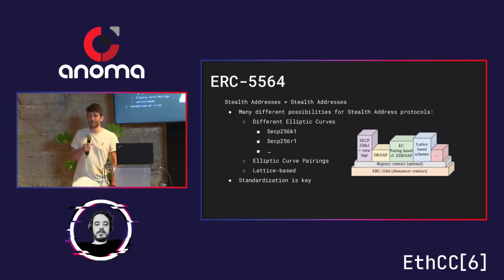So what ERC 5564 is now proposing is a common basement, more or less, that allows different stealth address protocols to be built on top of the foundation. ERC 5564 proposes a simple smart contract that is used to announce, to broadcast the ephemeral public key, which is essentially the information that the recipient needs to find his stealth address and to finally access the stealth address. And in the end, standardization is key in this sense, because otherwise the recipient would never know which exact stealth address protocol was used.